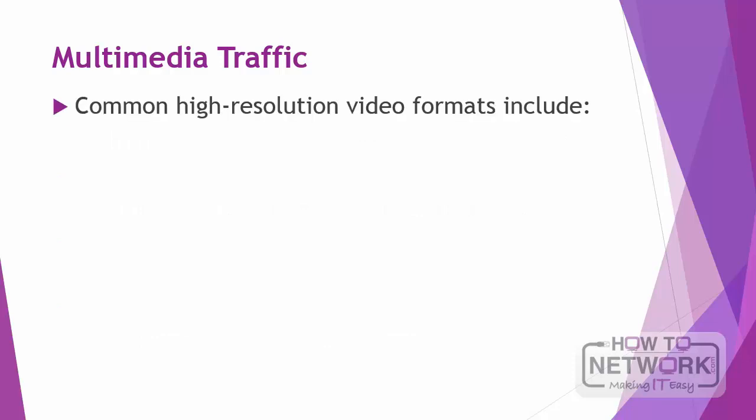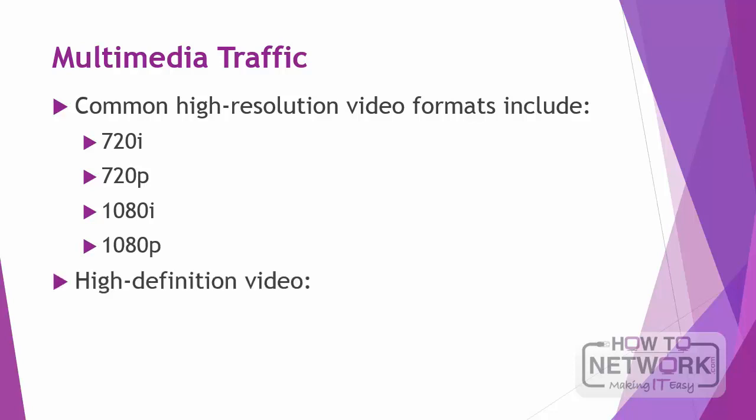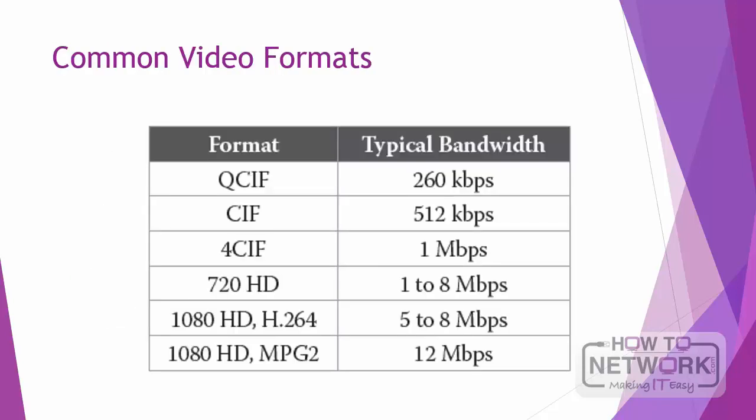Common high-resolution video formats include 720i, 720p, 1080i, and 1080p. The numerical value of the format represents the number of rows in the frame. High-definition video uses a 16:9 aspect ratio, which results in 1,920 columns. The most common video formats and typical bandwidth usages are summarized here. You would do well to pause the video at this point and study this. Make sure you memorize it for your CCDA exam.